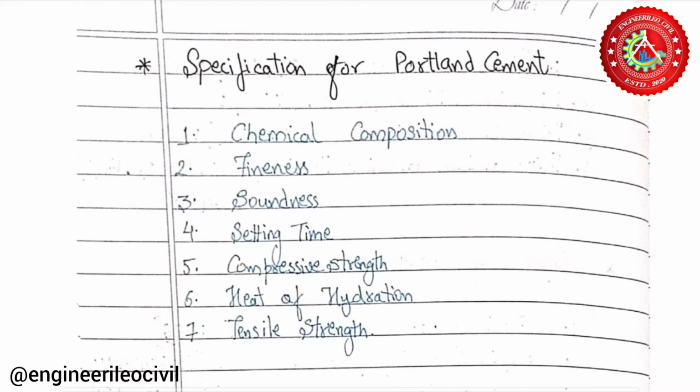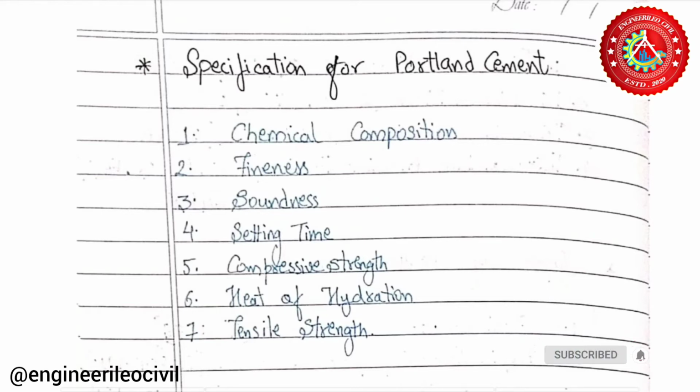The second is fineness. The fineness is achieved by grinding. There are three types of cement used in fineness. The first is low heat cement, where the specific surface should not be more than 3200. In rapid hardening cement, the specific surface should not be more than 3250, and in ordinary cement, the specific surface should not be more than 2250.